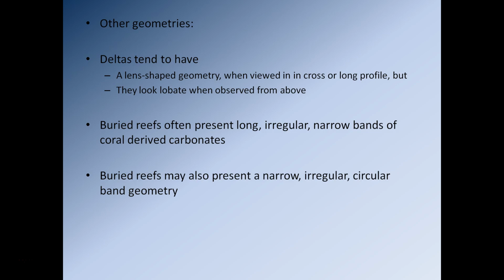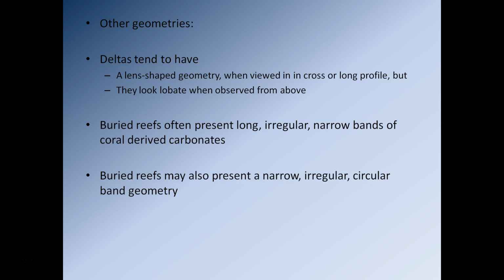If you look at the delta from the top down, typically it will give you a lobate morphology, so it will look like a fan. And so once again, depending on how you look at the sequences of rocks deposited by the delta, if you look at them in section, so from the side on, you'll see this lens shape. If you look at them from the top down, you'll see this lobate or fan-like shape. So once again, that tells you the type of environment in which the sediment may have been deposited.